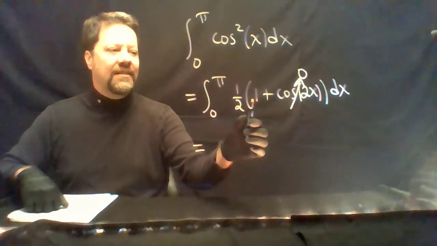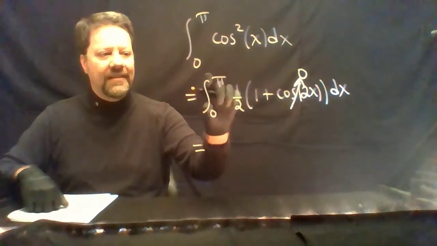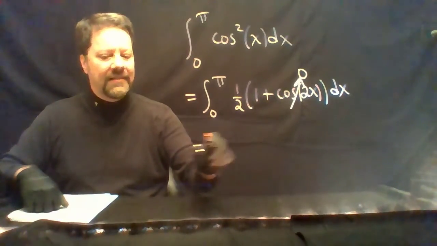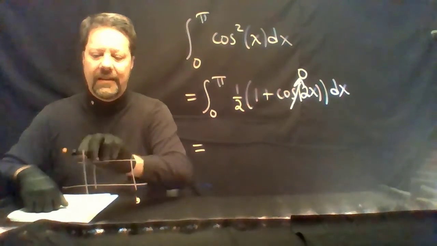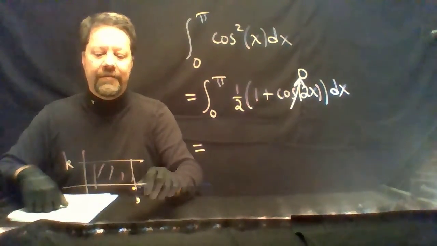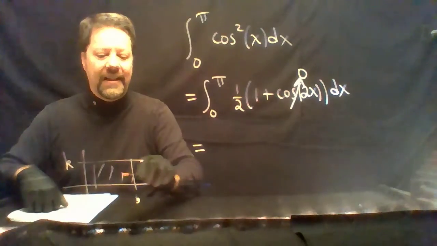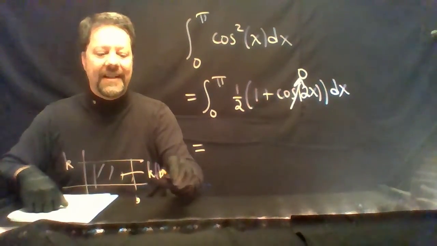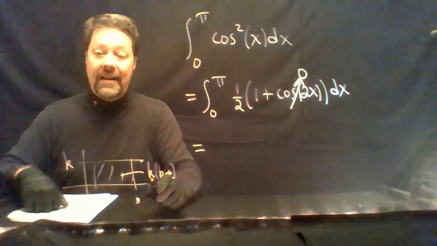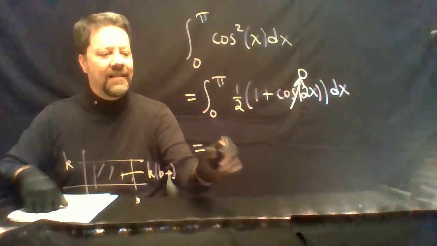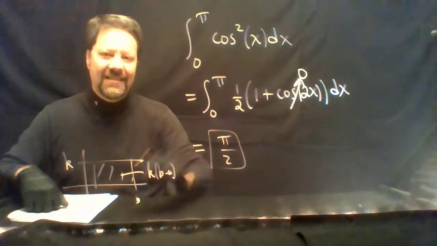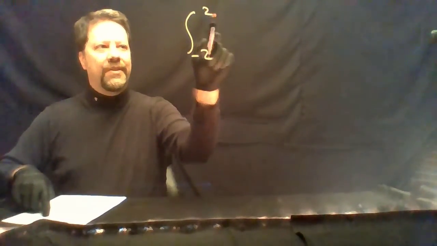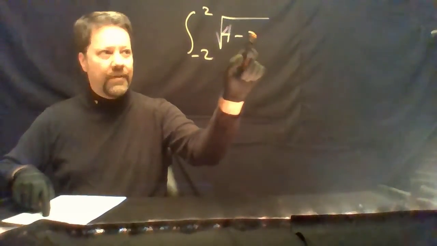In what's left, we're integrating the constant 1/2 on an interval of length pi. If you integrate a constant, k, on an interval of length b minus a, the area is k times b minus a, height times width. In this case, the area will be pi over 2, pi times a half.